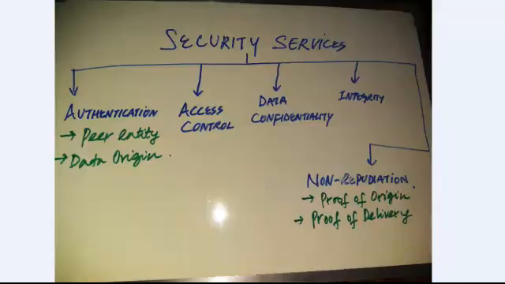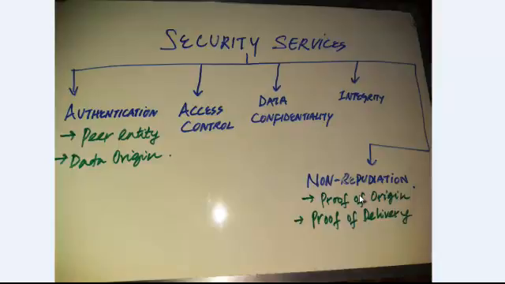Security services. A security service is a communication service that is provided by a system to give a specific kind of protection to system resources. It can be broadly divided into 5 categories: authentication service, access control, data confidentiality, integrity, and non repudiation. Authentication. Authentication is the assurance that the communicating entity is the one that it claims to be.